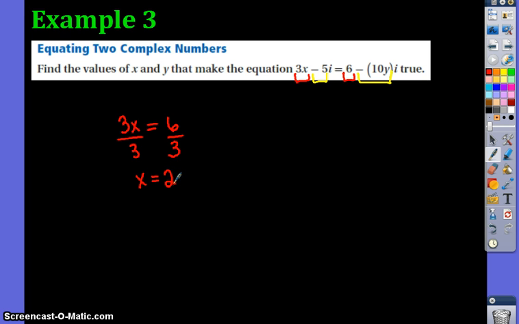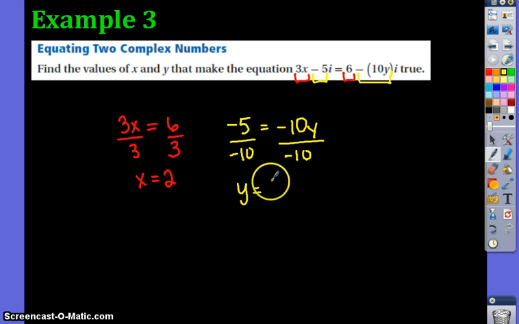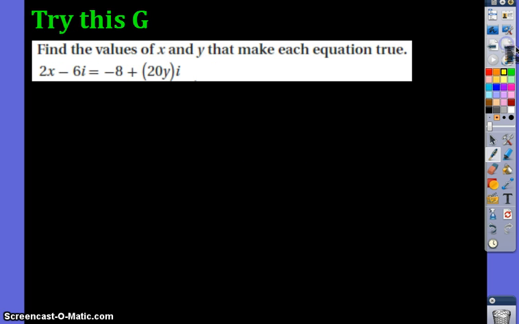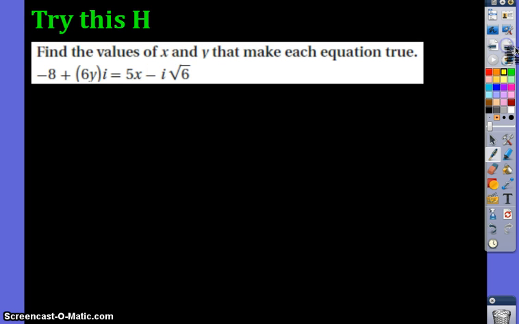And our imaginary parts also have to be equal. So a negative 5 is equal to a negative 10y. Divide both sides by negative 10. Negative divided by negative is a positive, so y is equal to 5/10, which is really just positive 1/2. All right, so why don't you try this one and this one.